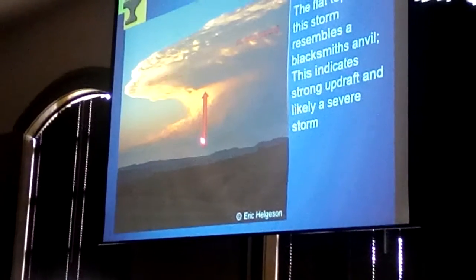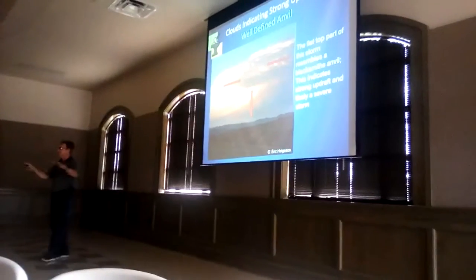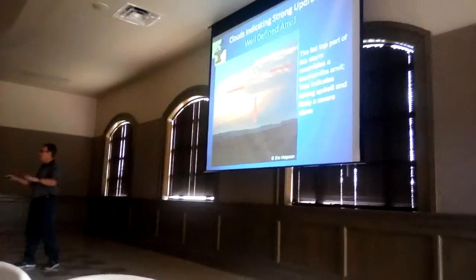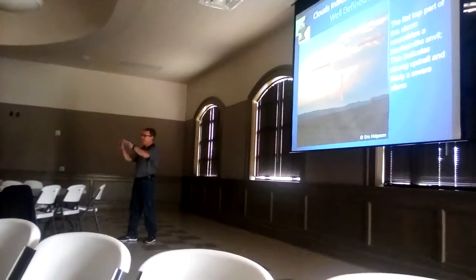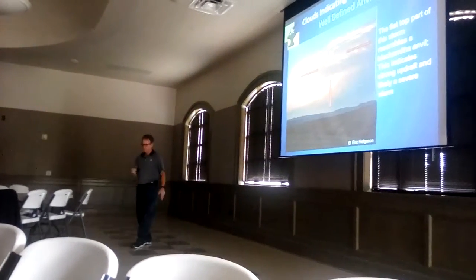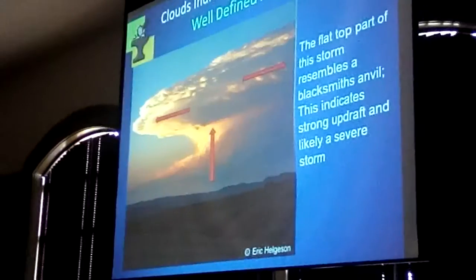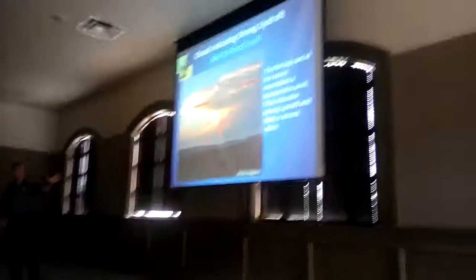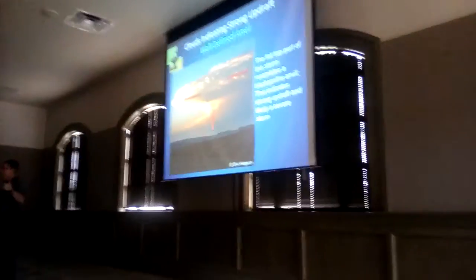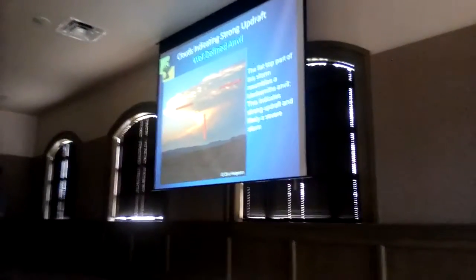Alright, so go ahead and advance one more, Tim. So strong updraft, it hits a level in the atmosphere that behaves like a lid called the tropopause, hits that level and spreads out. The stronger the updraft, the better defined the anvil cloud is. So again, see that cloud, you say it's got a strong updraft, a thunderstorm does, it may be severe. Okay?